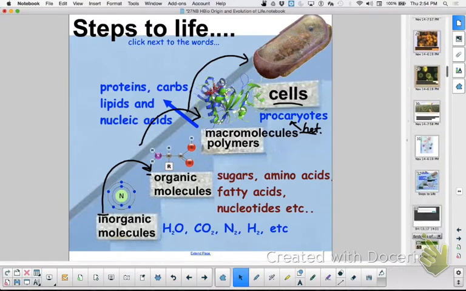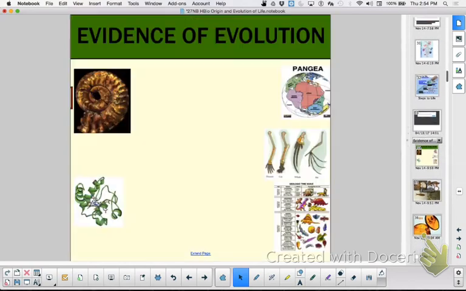And then the next thing we talked about was evidence of evolution. Do you know what evidence is there based on those pictures? What would this evidence be right here? Fossils. Fossils, good. What was this one?